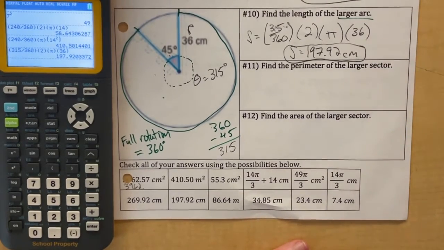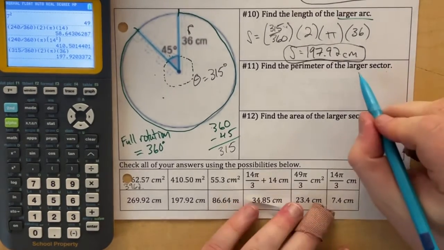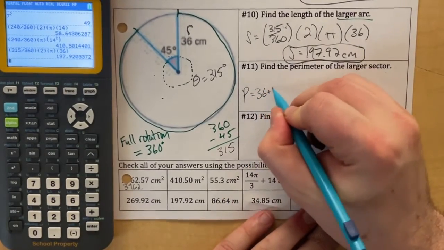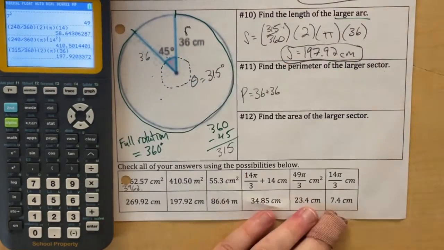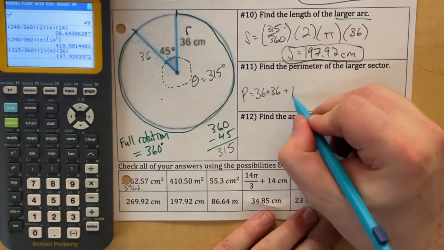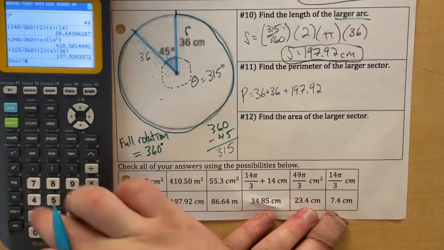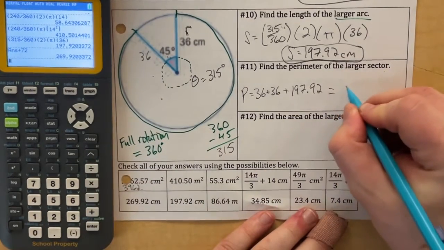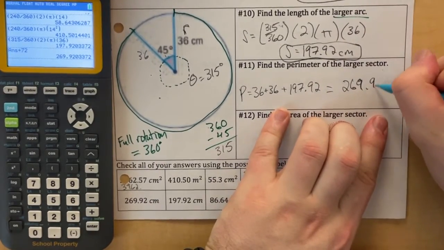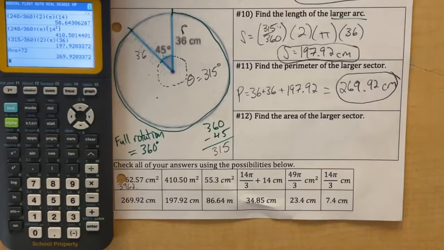So okay, let's see, what do we have next? Find the perimeter of that larger sector. So we found that arc length of that larger sector. Now we need to find the perimeter, so we're going to add these together. So I have P equals 36 plus 36, because we're talking about these two side lengths, which are the radius, plus our section that we found, 197.92. Add those together, 72 plus 197.92 is equal to 269.92 centimeters, the perimeter around that larger arc.